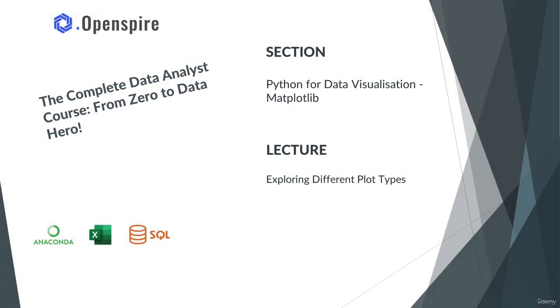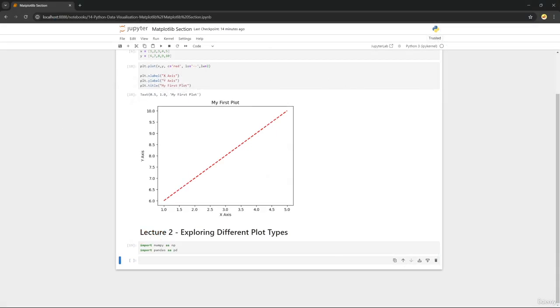In this lecture, we'll pick up from where we left off last time, and then have a look at how to create different chart types in Matplotlib. Let's jump on over into our Jupyter notebook and get started. The first chart type that I'd like to show you in this lecture will be the scatter plot. This is a chart type that we looked at in Excel, so it'll probably be quite familiar to you.